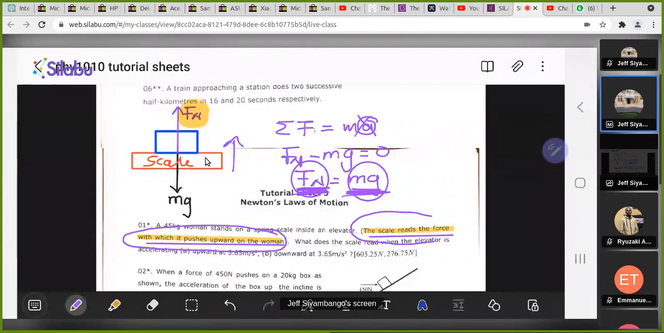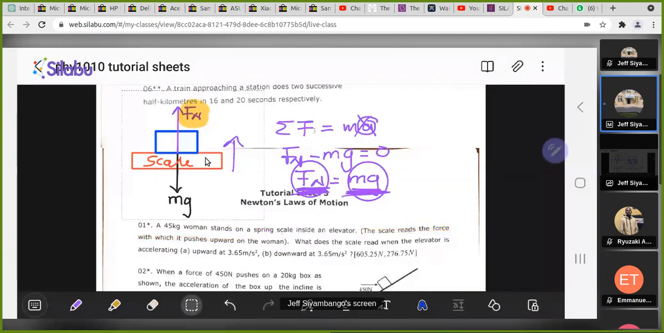Okay, so this is the key thing that you had to understand. What the scale shows is actually the normal force. If you understand that, then we can go on to find what that normal force will be in each scenario that will be described going forward. So I will copy this just in case you need it, and I will have it way at the end of this document.